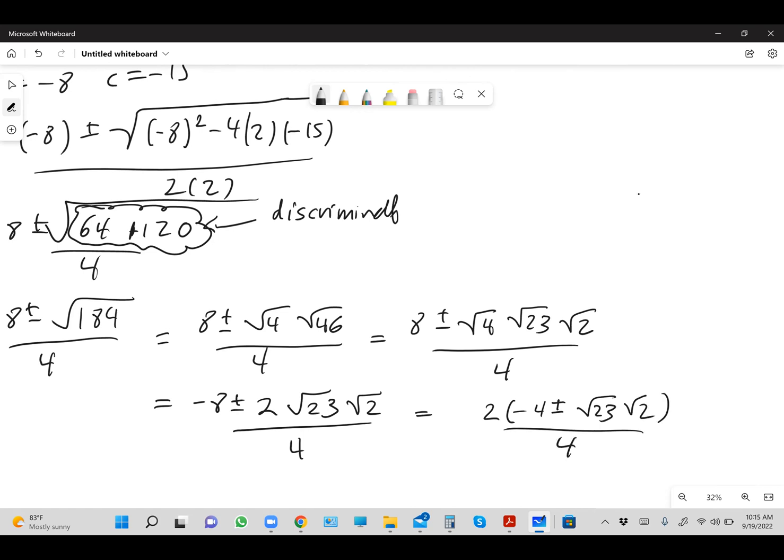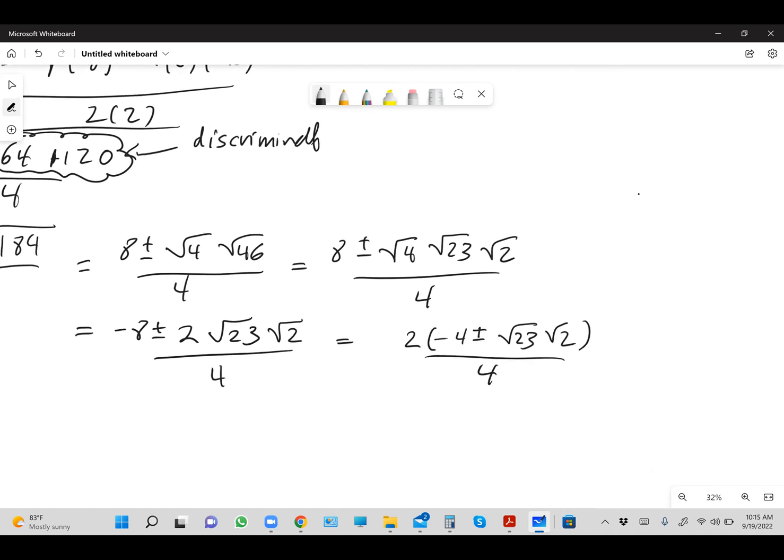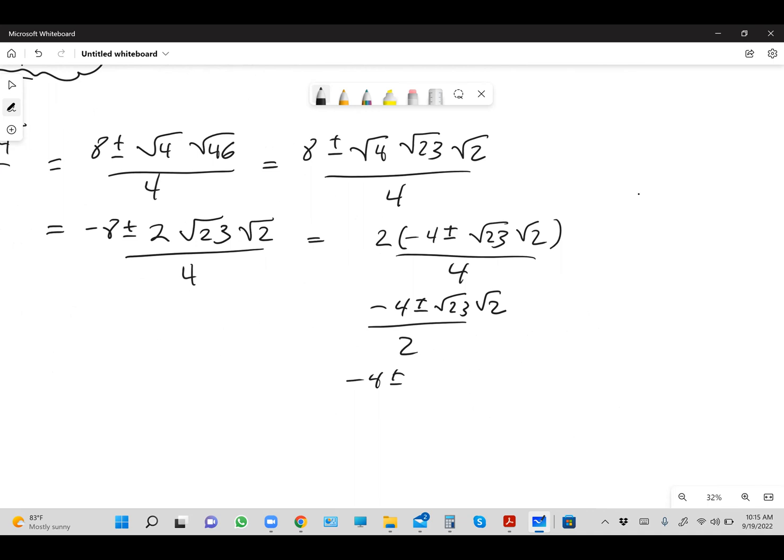Do you see why chapter 2 is important? You know, like if you're not comfortable with that, so now you got -4 plus or minus, this becomes a 2 down here, square root of 23 times the square root of 2. Square root of 23 times the square root of 2, square root of 46. So square root of 46 over 2. And then simplify that, -2 plus or minus the square root of 46. I might have messed up somewhere, who knows? And that should be the answer.